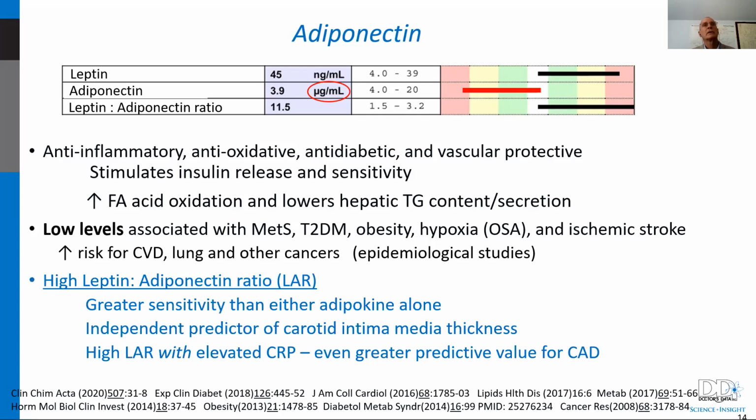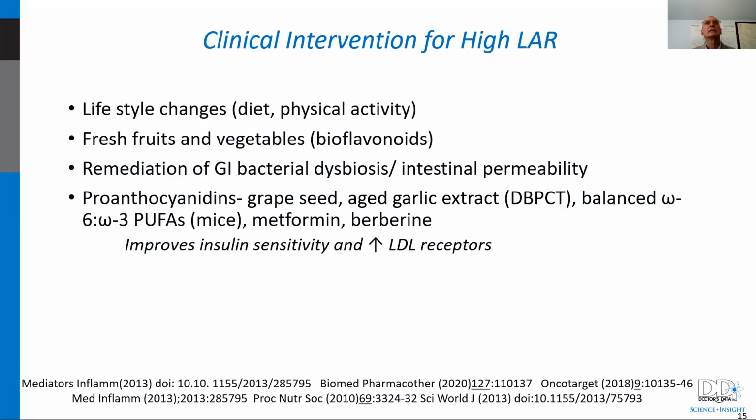But even more important than the individual adipokines is the ratio, a high ratio of leptin to adiponectin, the LAR, because that has greater sensitivity than either adipokine alone. It's an independent predictor of carotid intima media thickness, and a high LAR with elevated CRP, which we have in our patient here, has even greater predictive value for coronary artery disease. So we need to look at that leptin to adiponectin ratio.